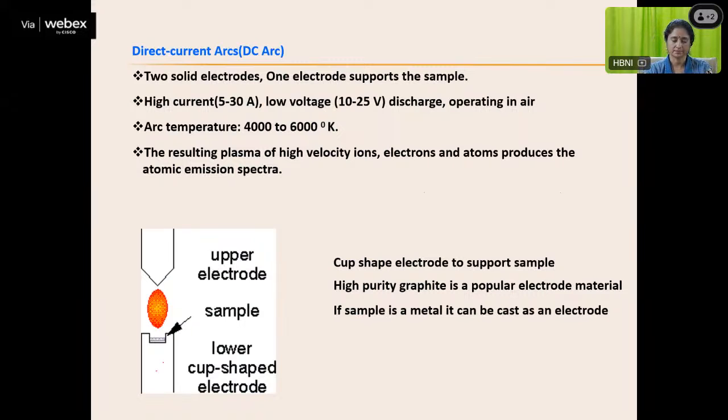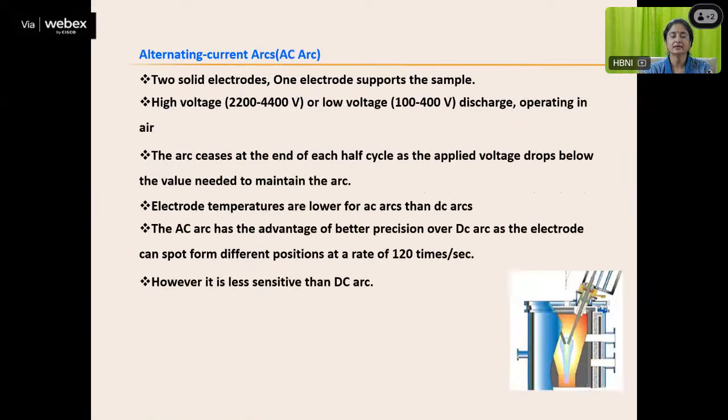as your electrode. Now AC arc: two solid electrodes, one electrode supports the sample, again same as the DC arc. High voltage around 2200 to 4400 volt, or in both cases you can do it at low voltage and high voltage also. Now the arc ceases at the end of each half cycle as the applied voltage drops below the value needed to maintain the arc. So electrode temperature is lower for AC arcs than DC arcs.